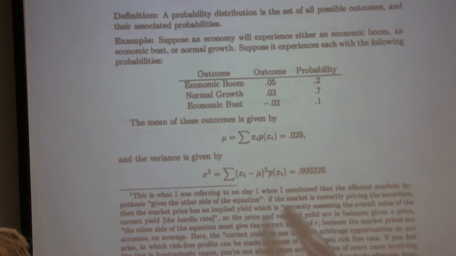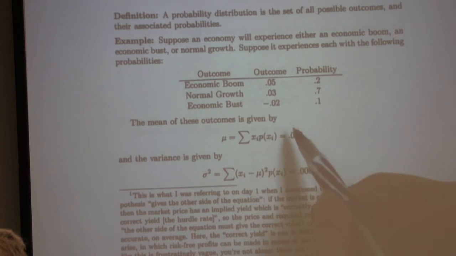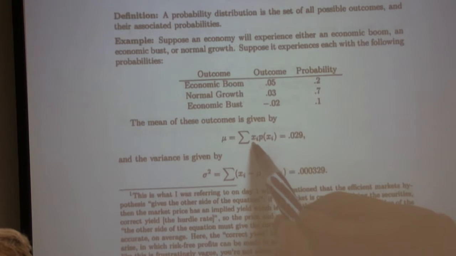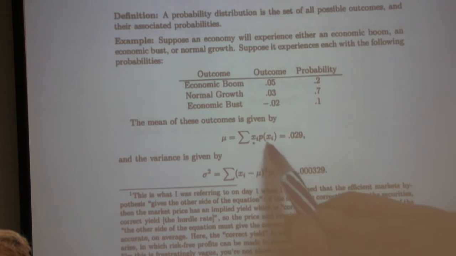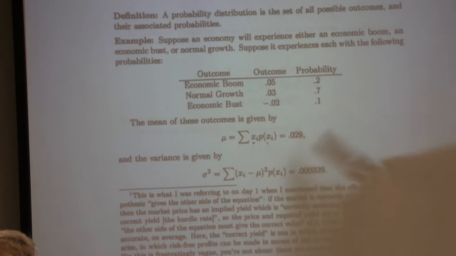So in a probability distribution, you can calculate the mean of these outcomes using the value of the outcome times its associated probability, and you add all those values up. So this tells us that the average outcome in the economy is a growth of a little below 3%.